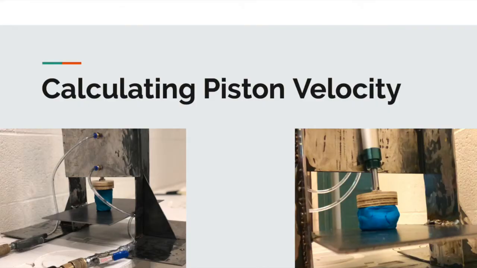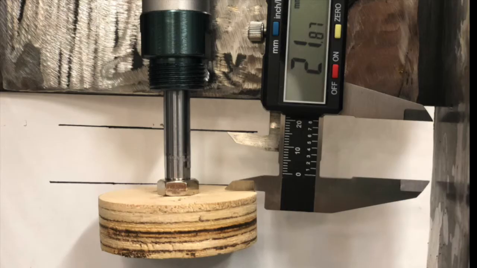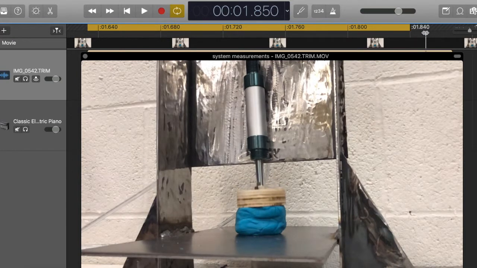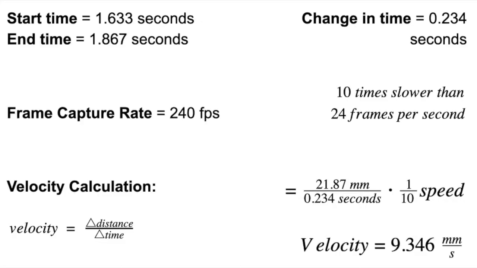Calculating the piston velocity. In order to calculate the piston velocity, we first measured the change in distance of the platform. The slow motion footage was analyzed to find how long it took for the platform to fully extend. The start time was 1.633 seconds, and the end time was 1.867 seconds. The frame capture rate in the slow-mo footage was 200 frames per second.